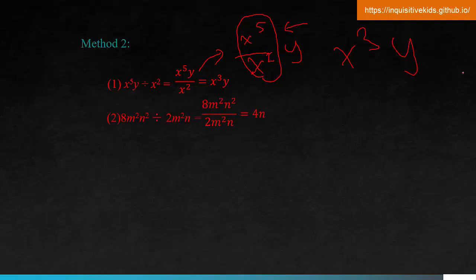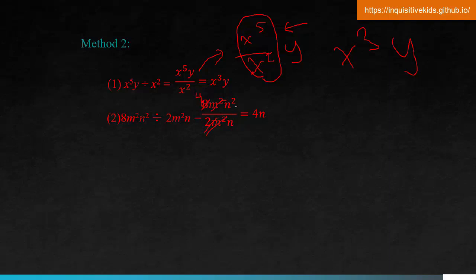Same thing for the second problem. We rewrite them as fraction form. So 8m squared times n squared is over 2m squared n. And then we start canceling things out, and we start simplifying. These m squareds cancel each other out. The 8 and 2 cancel each other out, and we're left with a 4.